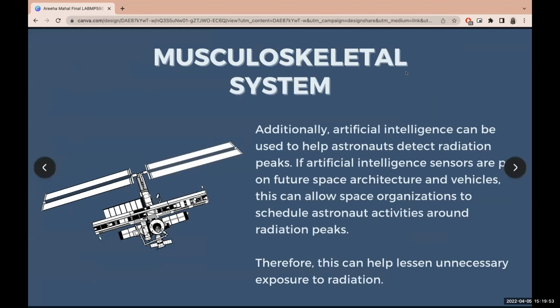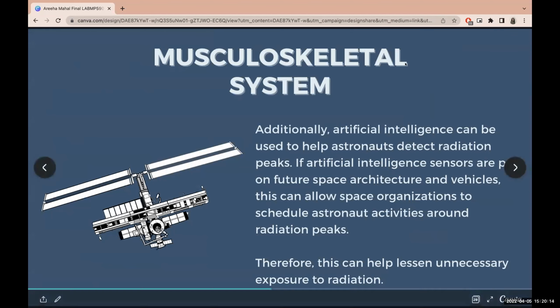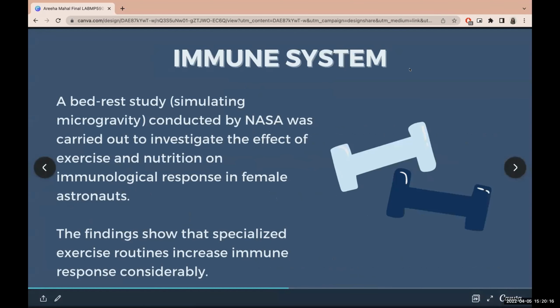And then additionally, artificial intelligence can be used to help astronauts detect radiation peaks. If artificial intelligence sensors are put on future space architecture and vehicles, this can allow space organizations, whether public or private, to schedule astronaut activities around these radiation peaks. Therefore, this would protect the astronauts from unnecessary exposure to radiation and further protect their health.